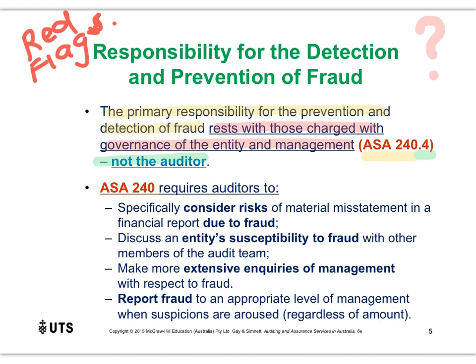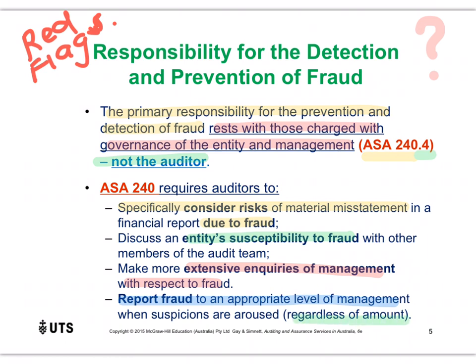So what ASA 240 goes on to say is that we must specifically consider the risks of material misstatement that come from fraud. We must discuss the entity's susceptibility to fraud. We must make inquiries of management when it comes to fraud. And if we ever find fraud, we must report it to the appropriate level of management, regardless of amounts.